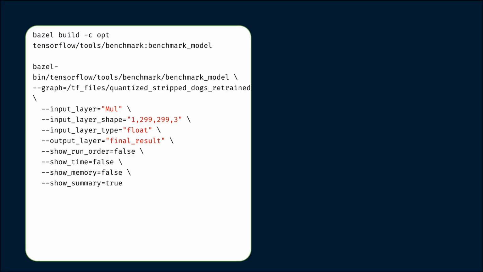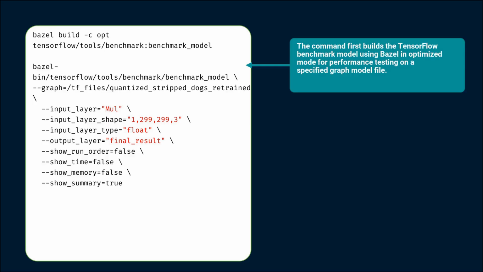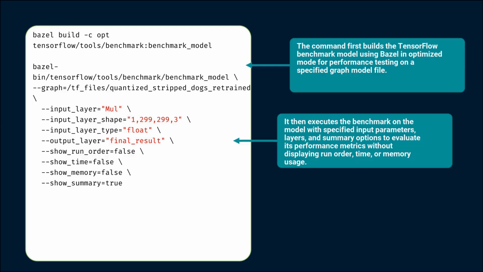Next, we're going to write the command to build the benchmark model tool, which lets us evaluate the performance of our trained models. This command uses Bazel, a build tool that's really handy for compiling large code bases. The -c opt flag here specifies we want an optimized build, and that's super important for performance benchmarking, especially in resource-constrained environments like mobile devices.